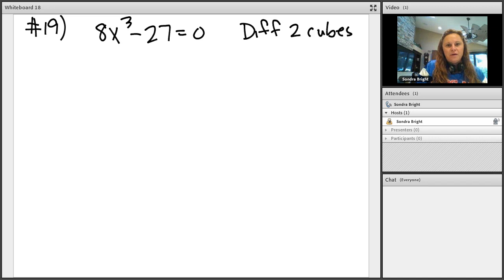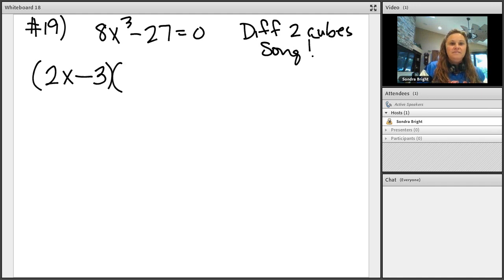And so it is the song, where you go and you take the cube root of the first, which is 2x. You take the cube root of the last, which is 3. Keep the sign in the middle. Then square the first. Now when I say that, I'm talking about this guy right here. So that's a 2x squared.